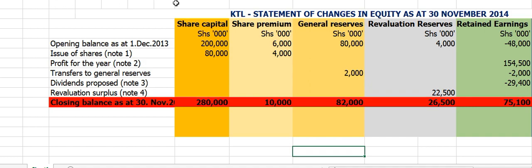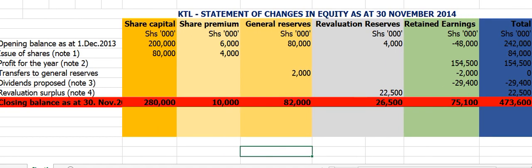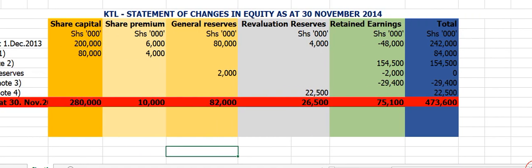That is our statement of changes in equity, as you can see.